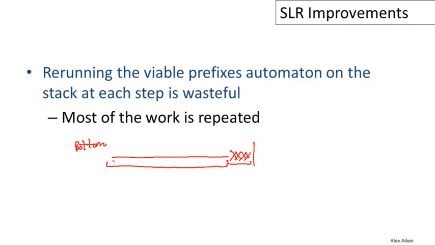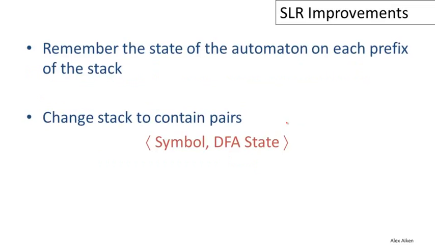And then we rerun the automaton on the entire stack. And so this work is all repeated. Everything that stayed the same from the previous stack is repeated work, and then we do a little bit of new work just at the very top of the stack. And clearly, if we could avoid this, we could make the algorithm run much more quickly.